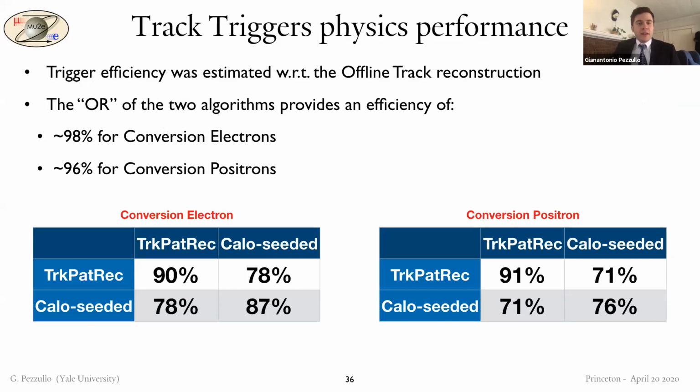So we evaluated the expected physics performance of these track triggers, and we evaluated that for the signal I've been discussing, which is the conversion electron. By using the OR of these two algorithms, we expect to achieve a trigger efficiency at the level of 98%. We also evaluated the expected trigger efficiency for another signal that I didn't have time to discuss, but I have a backup slide if you're interested, and it's essentially a conversion positron with a momentum of about 92 MeV/c. Here the trigger efficiency is slightly lower, but still great. It's 96%, so it's above the requirement that we have.